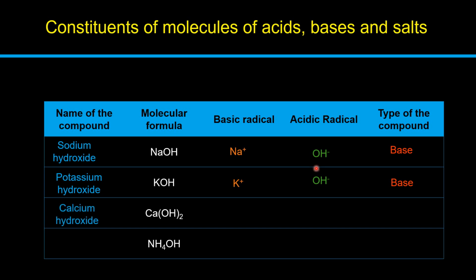Ca(OH)2 is calcium hydroxide. It has Ca2 plus as the basic radical and it contains 2 OH minus ions. So this is a base. NH4OH is ammonium hydroxide, having basic radical NH4 plus and acidic radical OH minus, so it is a base.